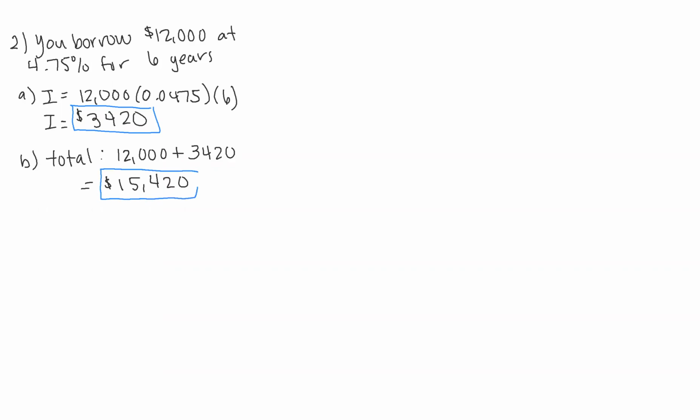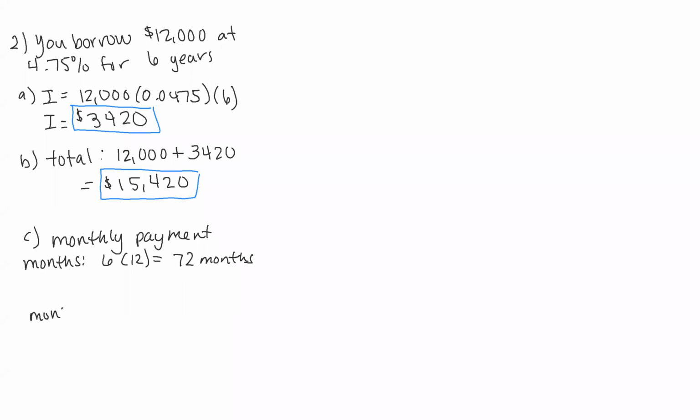So over the course of the 6 years on this loan, we're going to have to pay back in total $15,420. So for the monthly payment, let's do a little work. For the monthly payment, the first thing we want to do is figure out the total number of months. Okay. Well, we've got 6 years. Each year has 12 months. So we have a total of 72 months to pay back this loan.